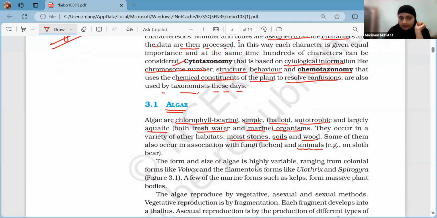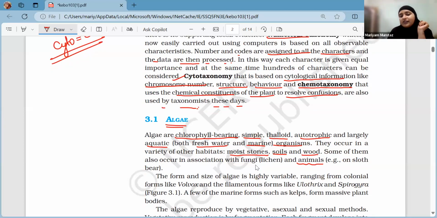Now, the form and size of algae is highly variable, ranging from colonial forms like Volvox and the filamentous forms like Ulothrix and Spirogyra. A few of the marine forms, such as kelps, form massive plant bodies. Even after being thalloid, some of their sizes are varied. Some are huge thallus, some will be smaller thallus.